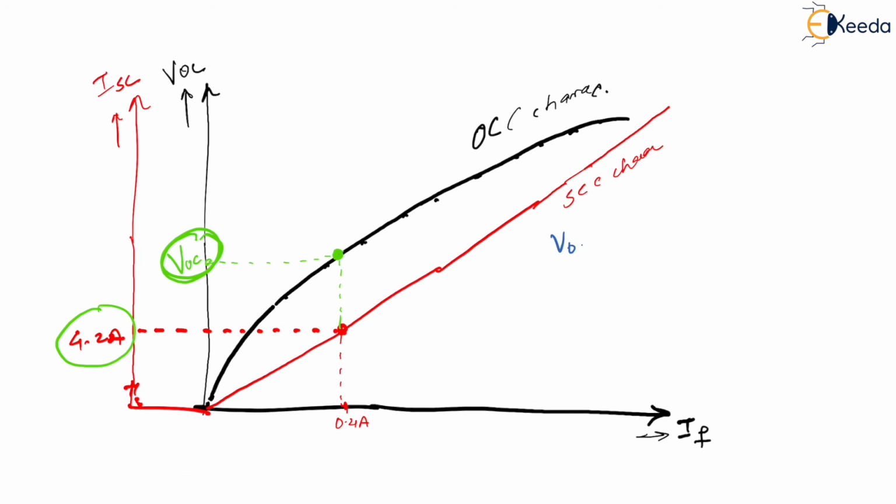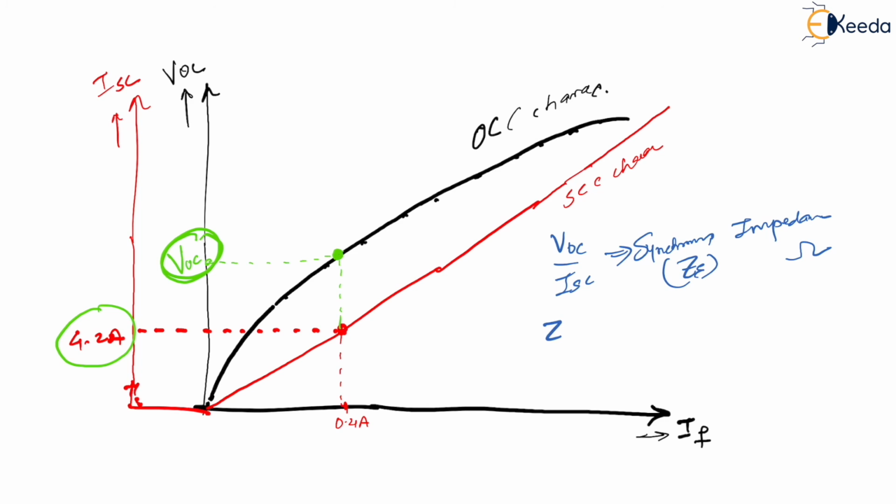So let me divide VOC and ISC. What is VOC by ISC? Definitely it is impedance, because voltage upon current is impedance, volts per ampere. It is in ohms, and it is not just an impedance, it is rather the synchronous impedance. This is the reason we say that the EMF method is a synchronous impedance method. Getting my point? So this is VOC upon ISC, and from this you get ZS.